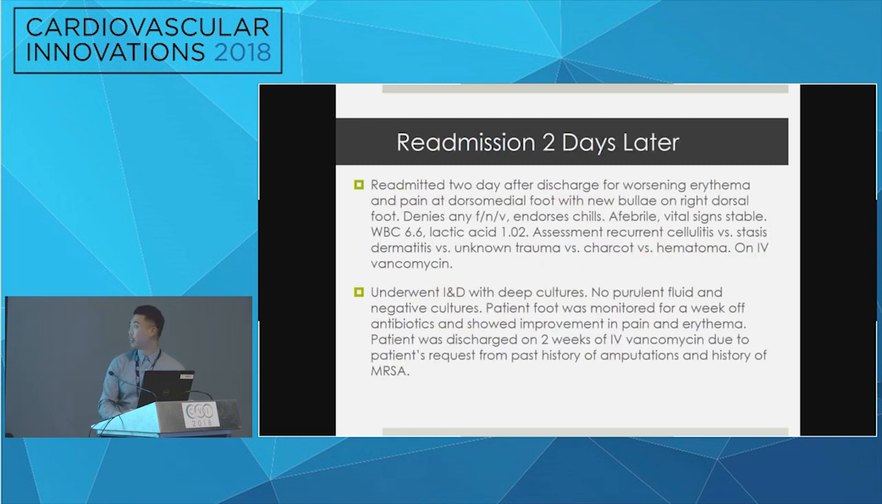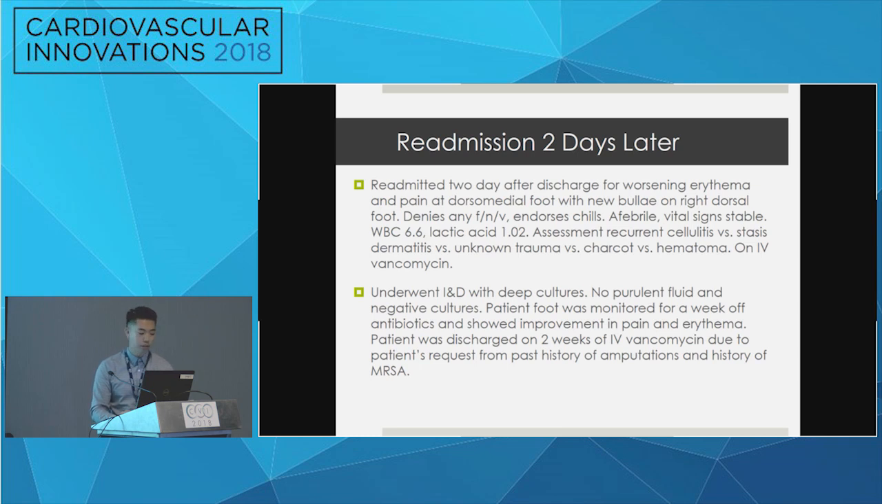About 2 days later, the patient came back for worsening erythema and edema around the dorsal medial aspect of his foot with new bullae at the right dorsal foot. Again, no fevers, nausea, vomiting, but he had some chills this time. He was afebrile, his vital signs were stable. His white cell count was 6.6, and lactic acid was 1.02. So they thought it was possible recurrent cellulitis, stasis dermatitis versus some kind of trauma, Charcot or hematoma, and they started him back on IV vancomycin.